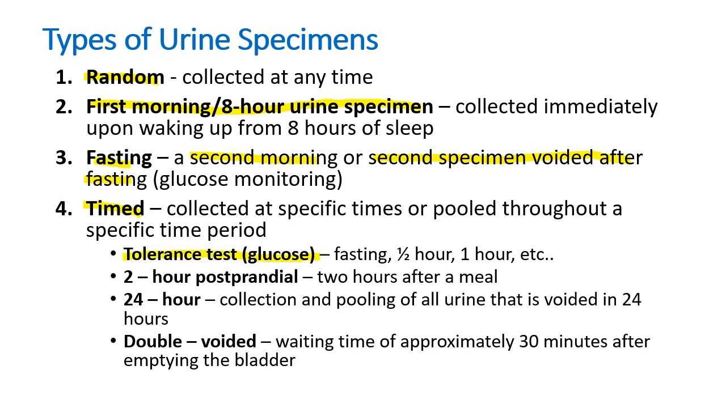Pag glucose tolerance test, meron siya fasting, after 1/2 hour and after 1 hour. Pag 2 hour postprandial, 2 hours after meal. 24 hour, yung lahat nung ihi mo sa loob ng 24 hours, kokolektahin mo lahat, ilalagay mo sa isang container. Tapos double voided, waiting time of approximately 30 minutes after emptying the bladder.